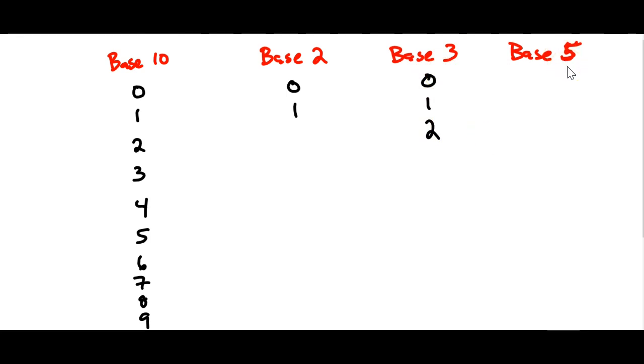Base 5, how many do you think base 5 has? Try listing them out. So base 5 has 0, 1, 2, 3, and 4, but no number 5 there. So that's just some things to keep in mind. You'll see that on your homework and your quiz, like to list how many numbers are in each of those bases. So try another one.